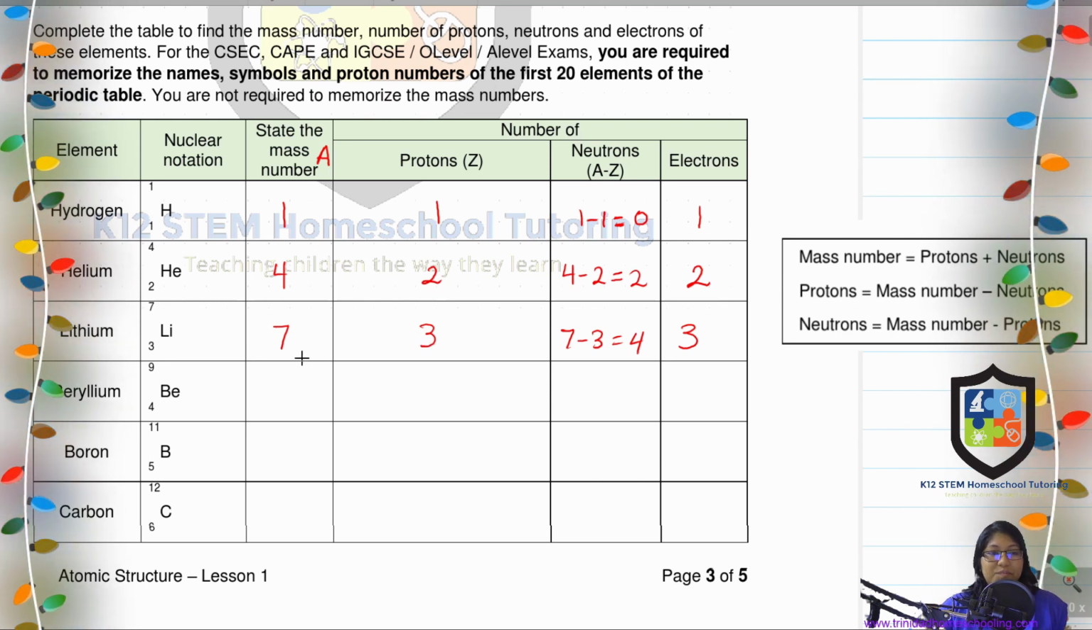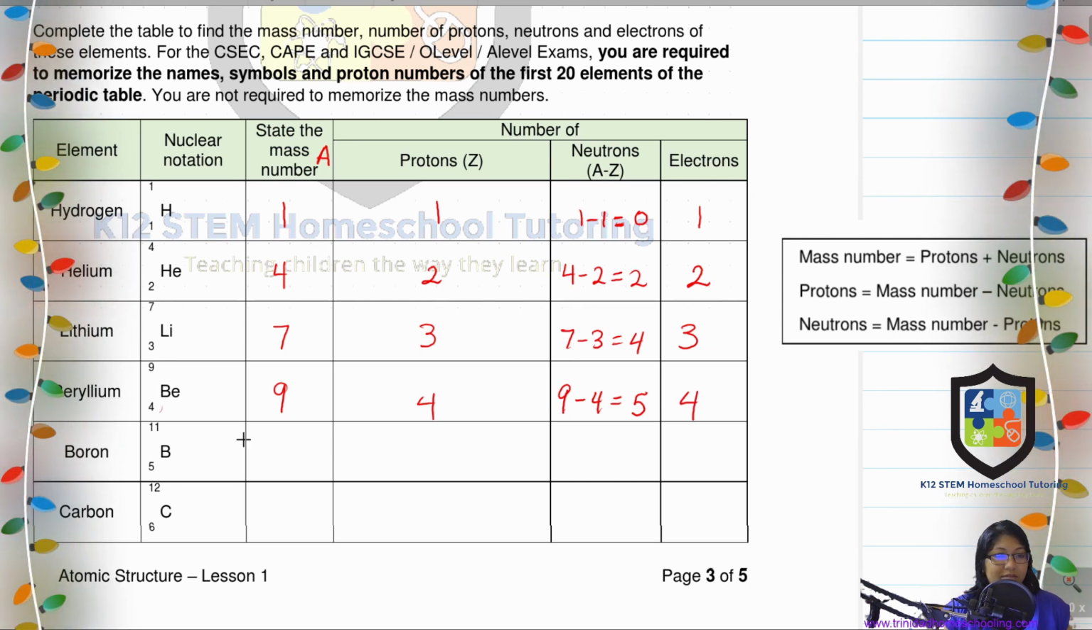Alright, let's continue. The mass number for beryllium is the number at the top, which is 9. The protons will be the number at the bottom, which is 4. Your number of neutrons is going to be 9 minus 4, which is 5. Electrons is the same as the number of protons, which is 4.